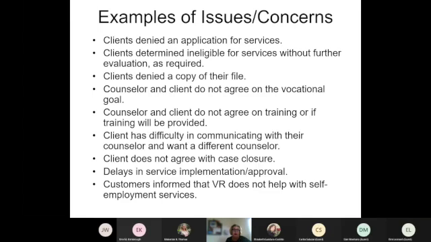Perhaps a counselor and their customer did not agree on the vocational goal or planned services. Or they don't agree on training, if training is going to be part of the plan. Sometimes our clients have difficulty communicating their concerns to their counselors. They don't want to offend them. They don't want to rock the boat. They want things to go smoothly, but they have needs, but they're not quite sure how to present their concerns. And they're still learning about their self-advocacy tools and might need a little bit of assistance.